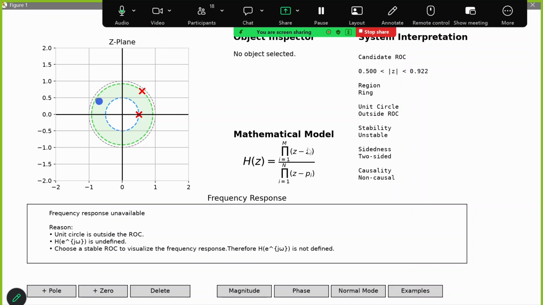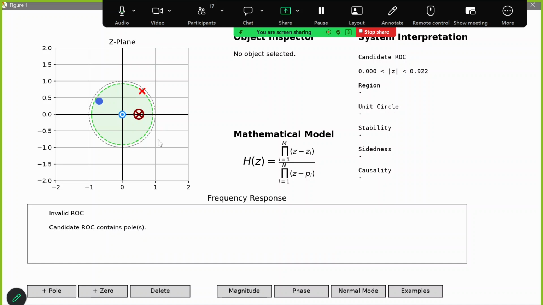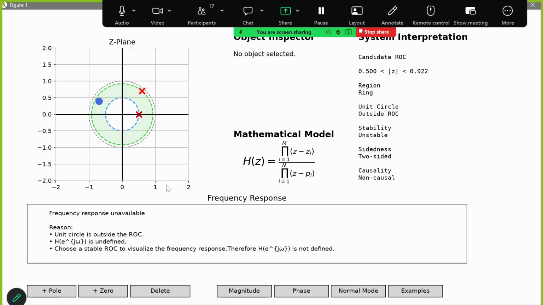So that would also tell you that in defining the ROC, we cannot have the ROC include this pole. So, for example, like this one, it's not possible, right? This pole is the forbidden pole. We cannot have a pole inside the ROC. But this is valid because now neither of the poles are inside this green region. We don't care about zeros. I can move the zeros anywhere. It doesn't change the validity of the ROC, right?